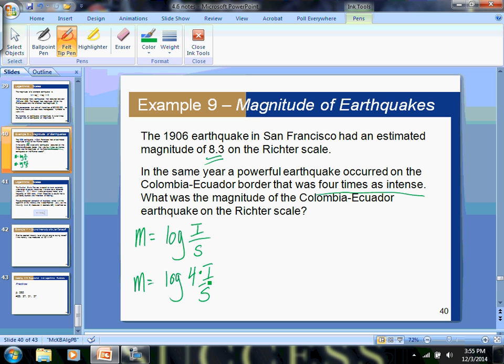And when we're dealing with multiplication, remember we can take combined logarithms and we can expand them out into 2 separate ones. So that's what we're going to do here then. So I'm going to have log of 4 plus log of I over S.